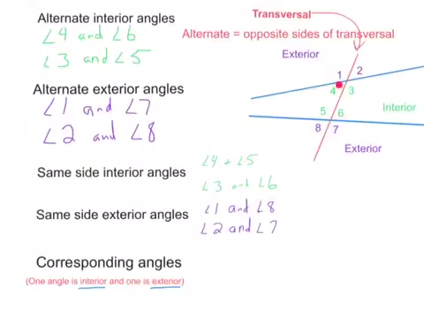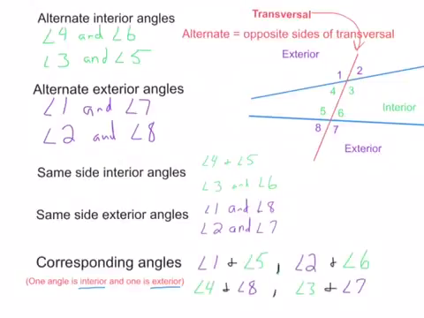So when we have two lines and a transversal, we actually end up with 4 pairs of corresponding angles. So let's go ahead and list these 4 pairs of corresponding angles. So we have angles 1 and 5, angles 2 and 6, 4 and 8, and angles 3 and 7. So we have 4 pairs of corresponding angles.